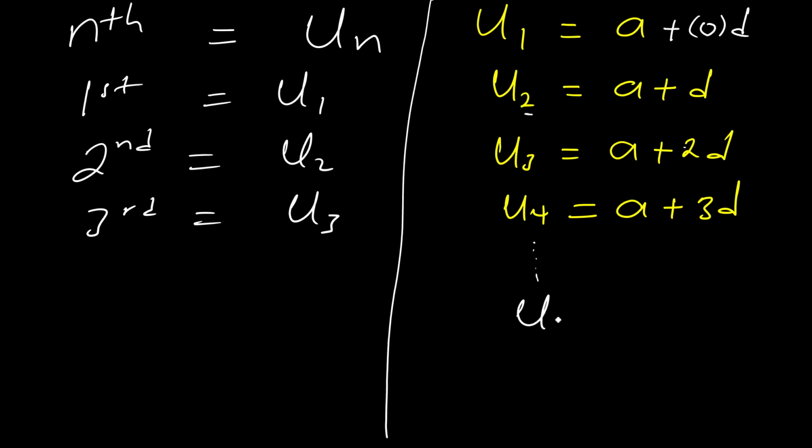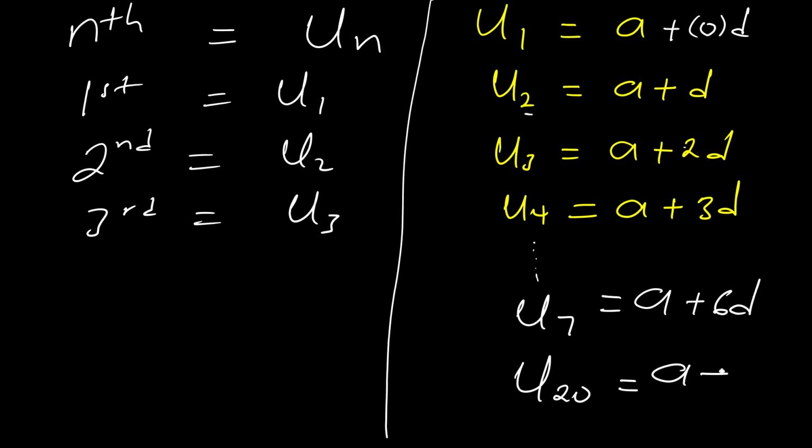So it means that, following the trend here, if I write U7, this side will be A plus 6D, because this side is reduced by 1. If this side is 4, this side will be 3. So U7 is A plus 6D. That is the seventh term. So what will be U20? U20 will be A plus 19D, in that order.